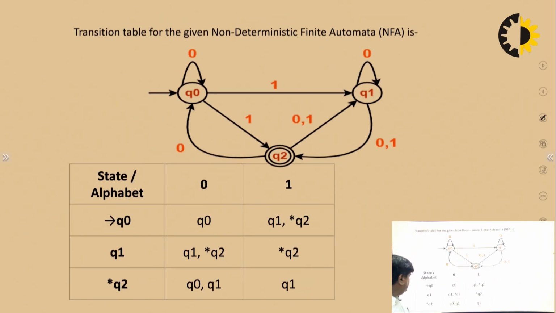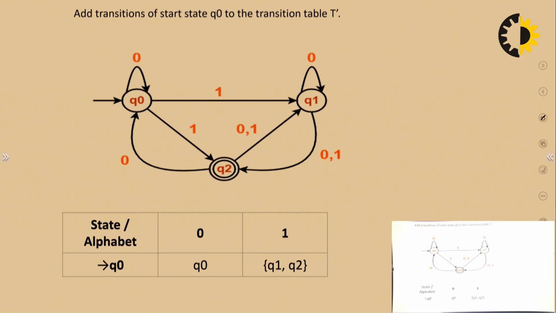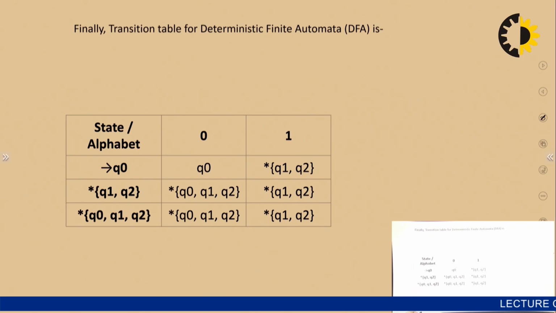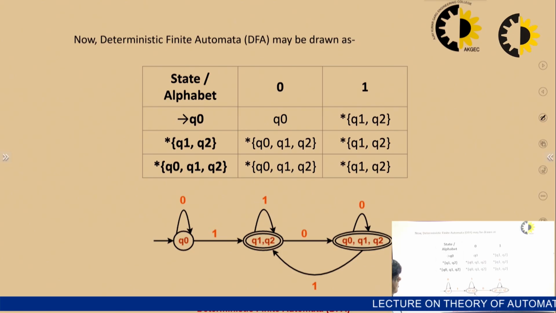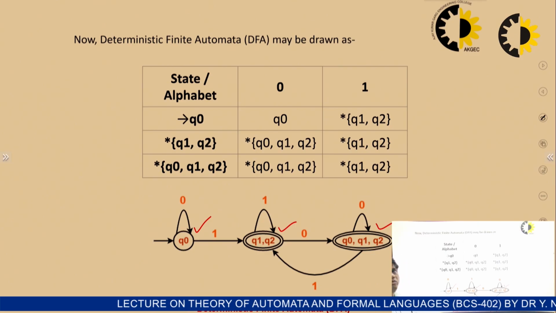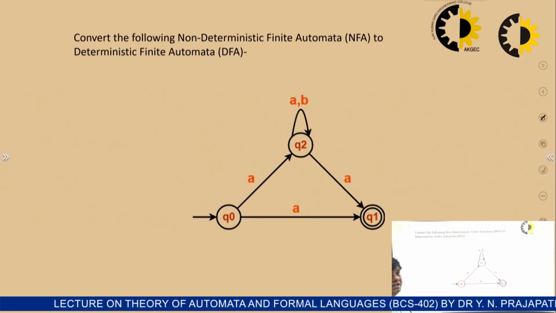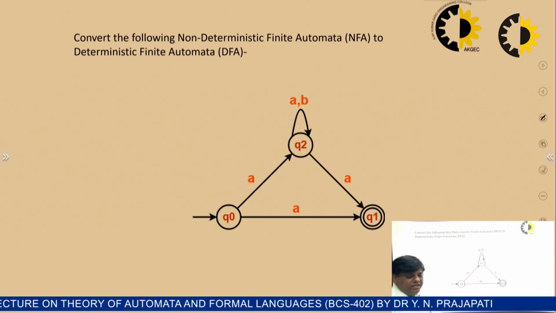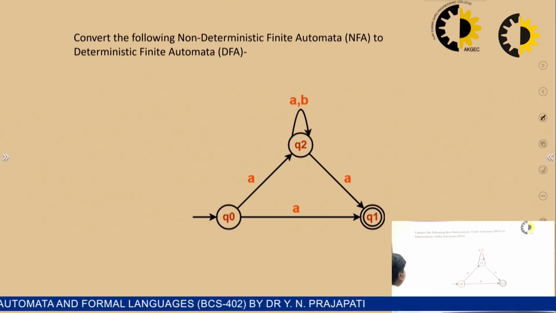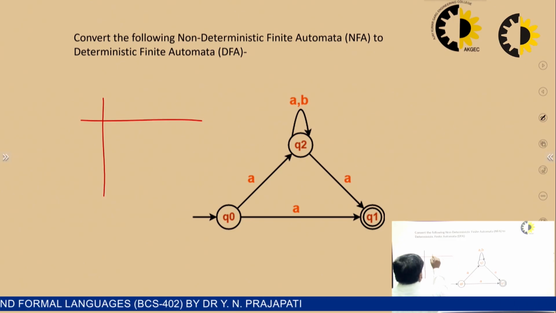Now this one is the transition table. This one is the method, the same one. Now where is the final state? Now this one is the final output. Here is one state, Q0, Q1, another state, and another state is Q1. Now this is the final output. Now we take another example. This is the NFA. We simply draw the transition table.